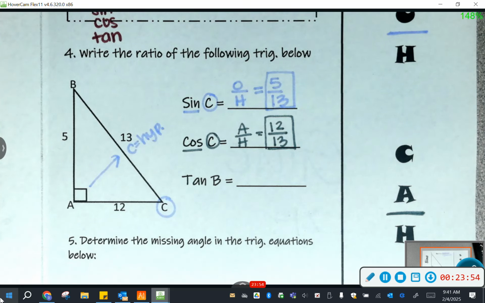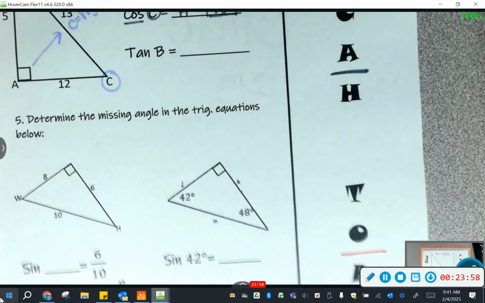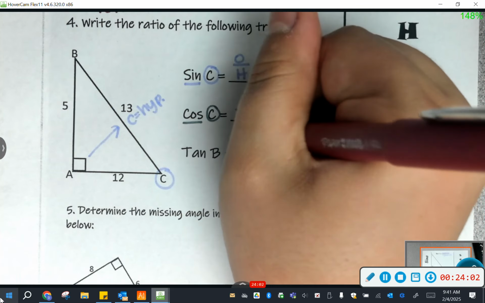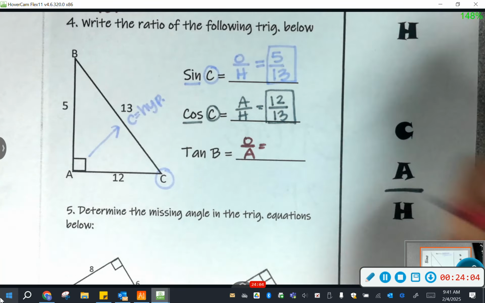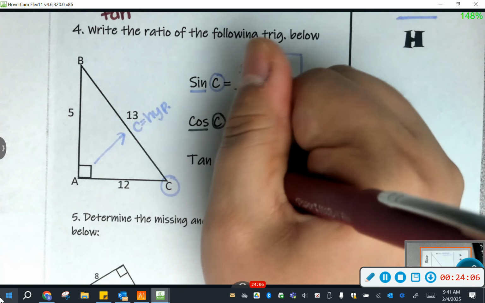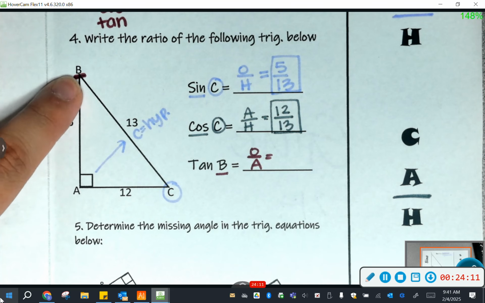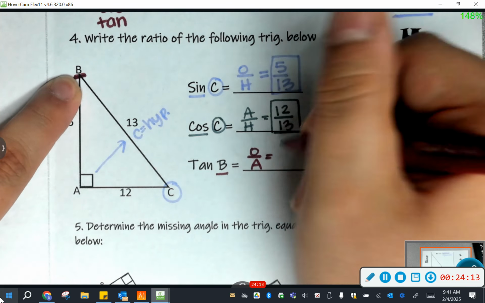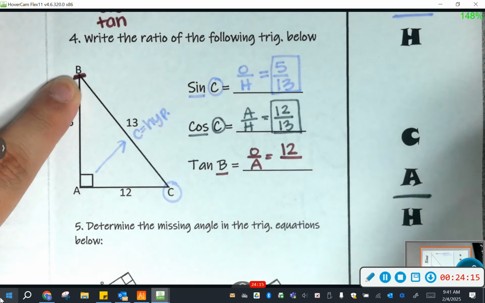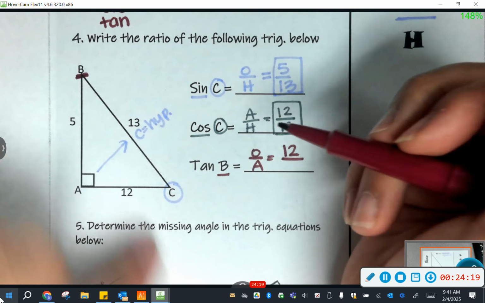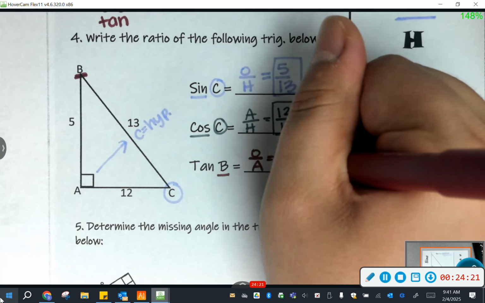Last but not least is tan. Tangent is what? TOA. O over A. But this time it wants B. What is opposite of B? 12. And what is adjacent to B? Remember, we don't use the hypotenuse for tan. 5.